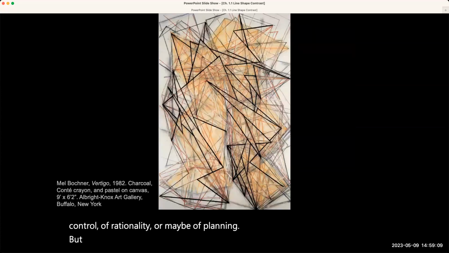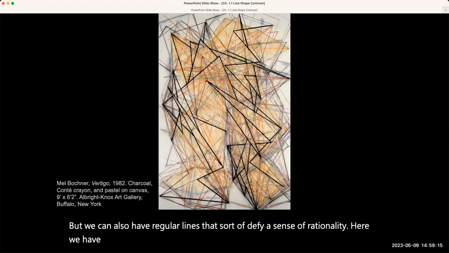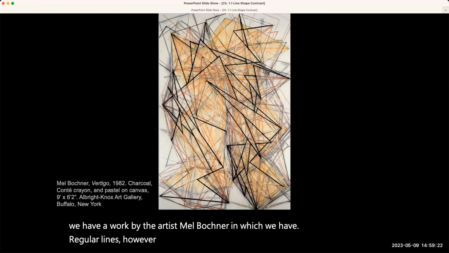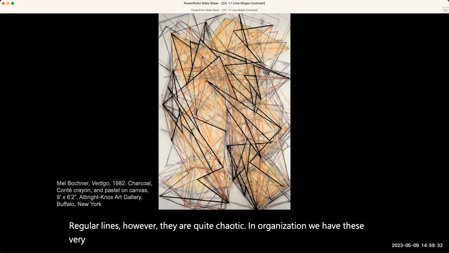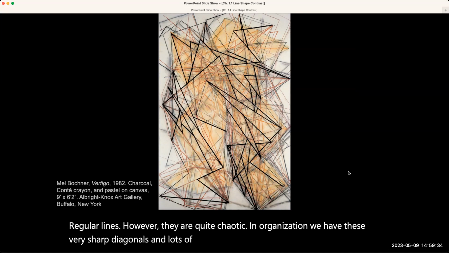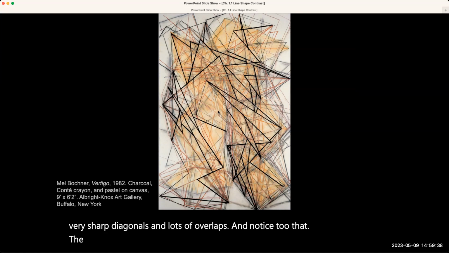But we can also have regular lines that sort of defy a sense of rationality. Here we have a work by the artist Mel Bochner, in which we have regular lines. However, they are quite chaotic in organization. We have these very sharp diagonals and lots of overlaps. And notice too that the quality of the lines is different throughout.